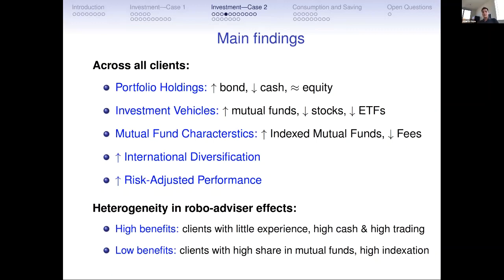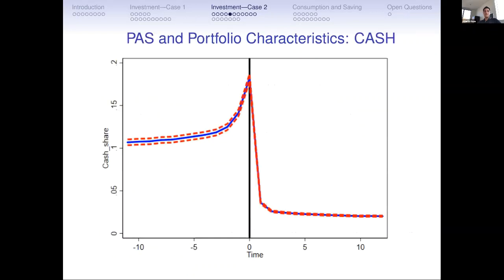The people that are going to be benefiting more were the ones that had little experience before signing up, the ones that were trading a lot, and the ones that had high cash holdings. And instead, and this is not surprising, the people that had very little of the wealth in individual stocks, but had a lot of the wealth in index mutual funds, for example, will see their performance not increase by much. But just to give you a sense of how strong and how large the changes in portfolio allocations are, let me just show you a number of plots.